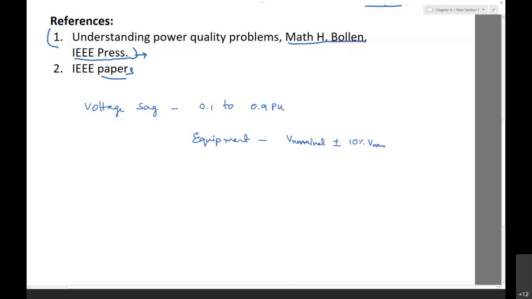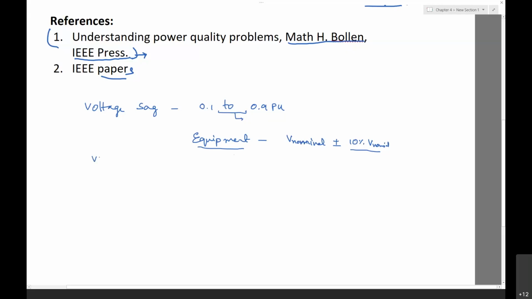Obviously, the magnitude should be 0.9 to 1 per unit. If it is anything less, then the equipment is not going to function or operate, and whatever expected output there is, we may not get that output. We are supposed to maintain the nominal voltage of plus or minus 10 percent. In that case, it is not going to operate.